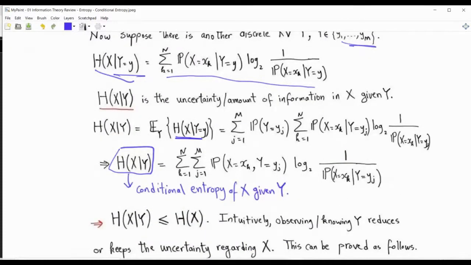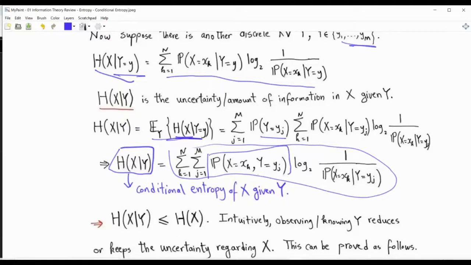Using the PMF of y, you can write down this expectation, and you will get that the formula for the conditional entropy is this double sum that involves the joint PMF of x and y. The logarithm is applied to the conditional PMF of x given y.